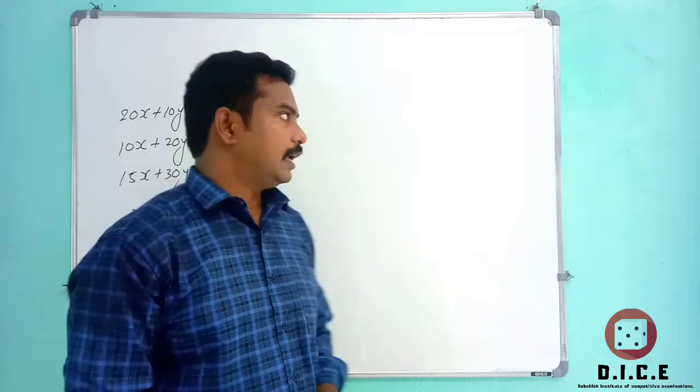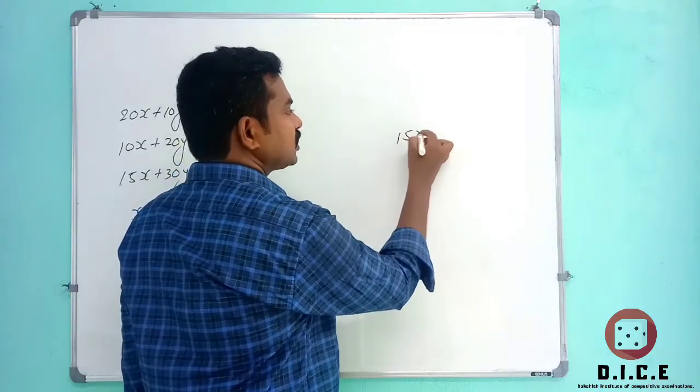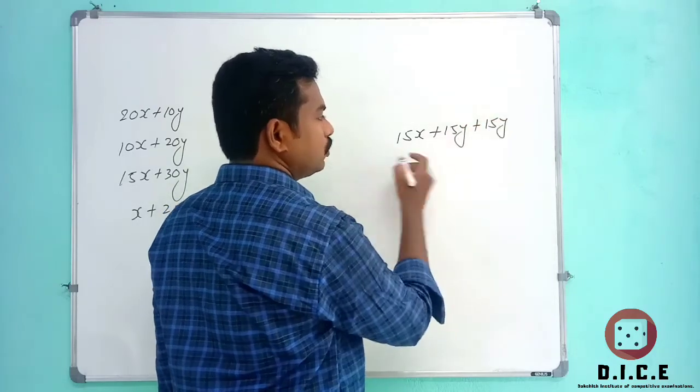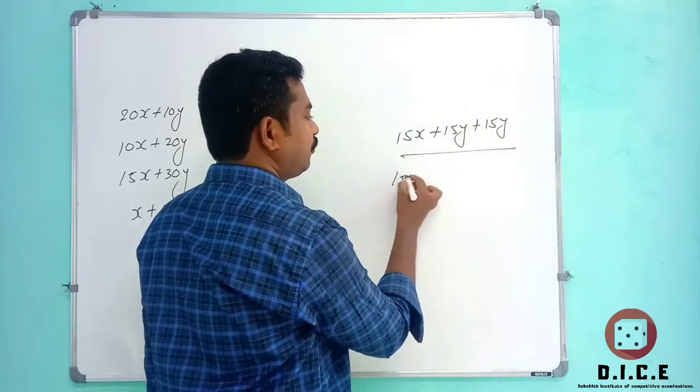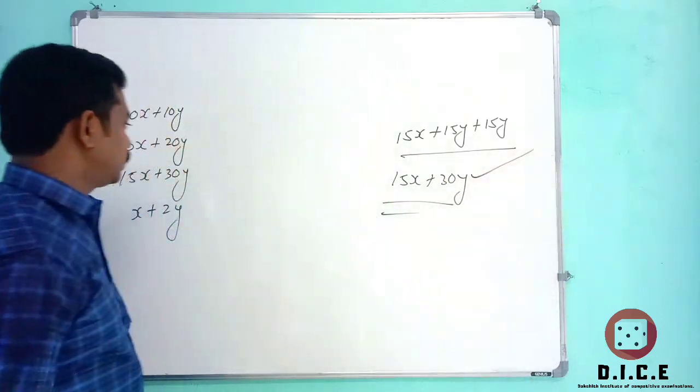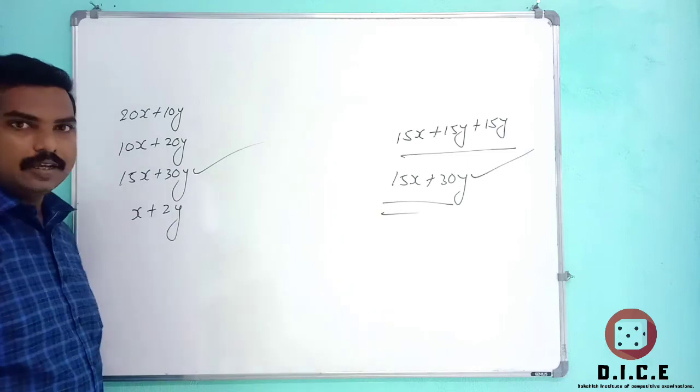So directly you can see here, 15x for the first month, 15y for the second month, and 15y for the third month. Now he is asking only for the 3 months. That is 15x plus 30y. This should be your interest. So option 3 is definitely your answer.